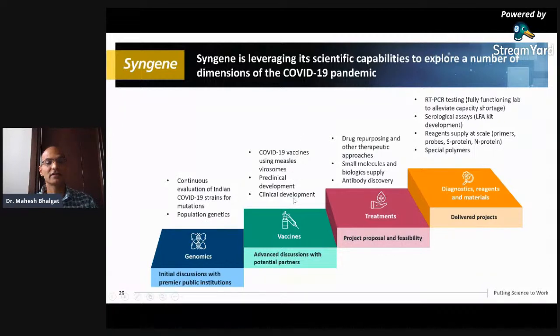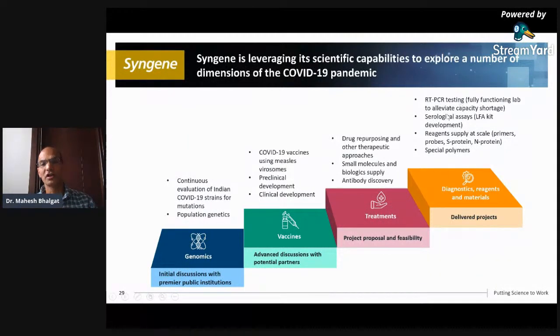We are also working in areas of vaccine development, where we are supporting preclinical development, clinical development, and novel technologies for bringing vaccines onto the market. We are also working in the area of drug repurposing and other therapeutic approaches, looking at pre-existing drugs. You all may have heard of remdesivir, favipiravir, hydroxychloroquine, which was talked about a few weeks back, as potential drugs that may be useful. And those, of course, need studies to be completed to arrive at the therapeutic approaches. So we are working on those, plus, of course, antibody discovery. And one of the components of that antibody discovery is looking for neutralizing antibodies from convalescent sera.